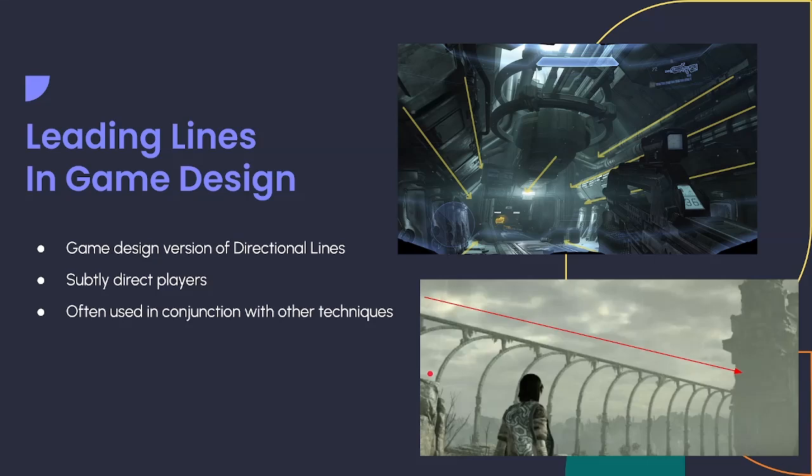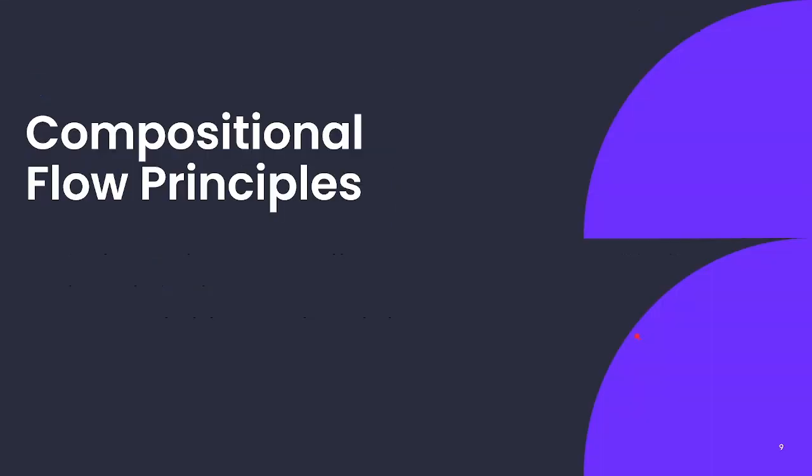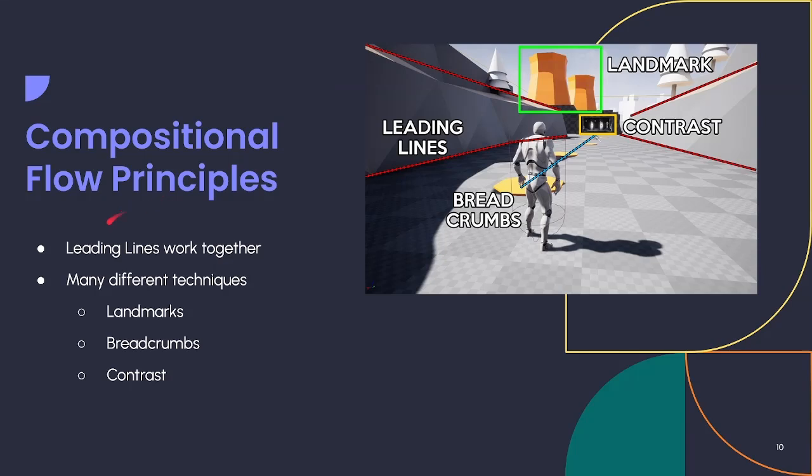Yeah, so that's leading lines in game design. Lots of other examples, but these are some pretty good ones. And now, compositional flow principles. So, leading lines work together with everything. They aren't your only technique that you want to use. Like I mentioned, you want to have other techniques like your lighting, your contrast. There's many more of these, such as landmarks, breadcrumbs, and contrast.